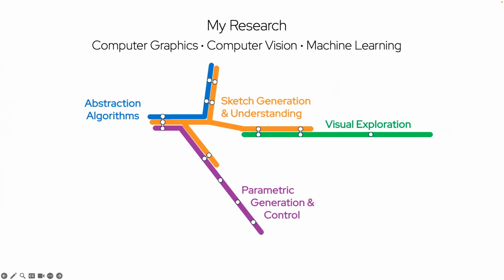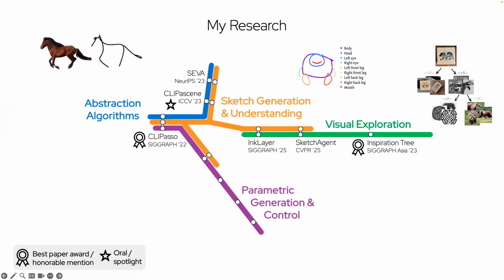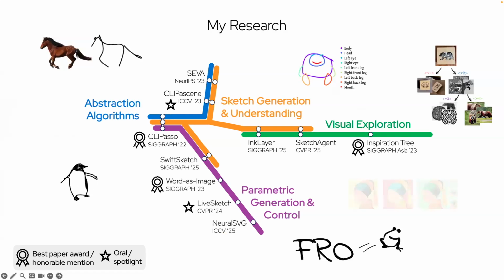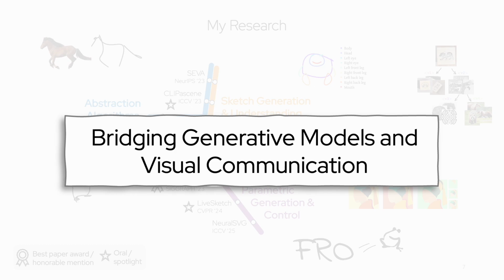And this map summarizes my work over the past 2 years. So I've been working on algorithms for abstraction. I will explain what it is. Methods for visual exploration through sketches and also in image space. And also parametric generation, which means working with representations that go beyond the pixels across diverse applications like animation, photography, and more. And all of these are under the goal of bridging generative models with visual communication, but let's understand what visual communication actually means.